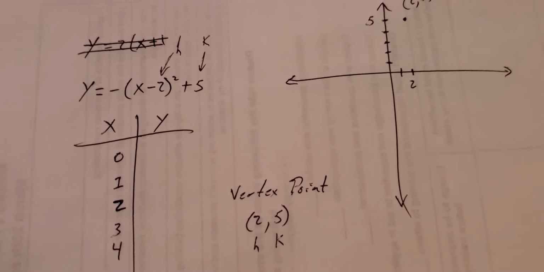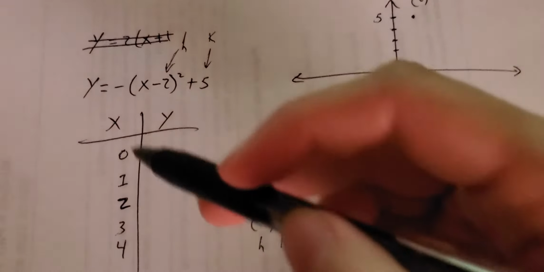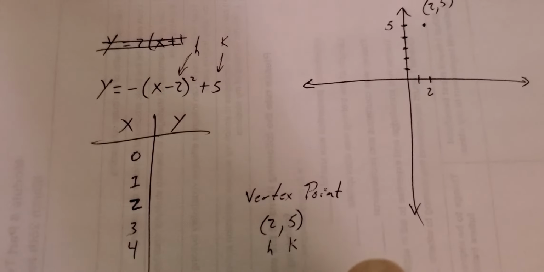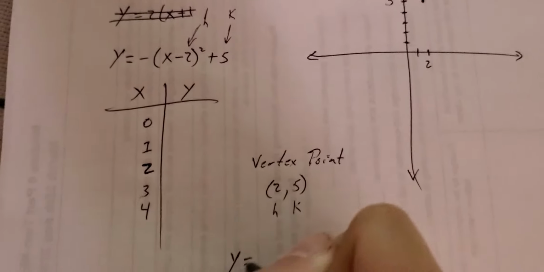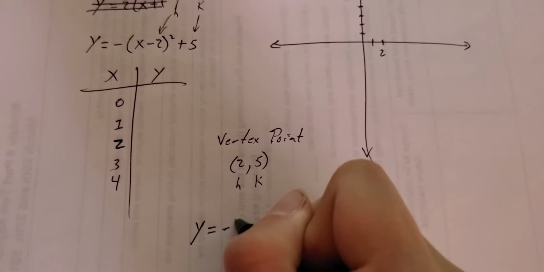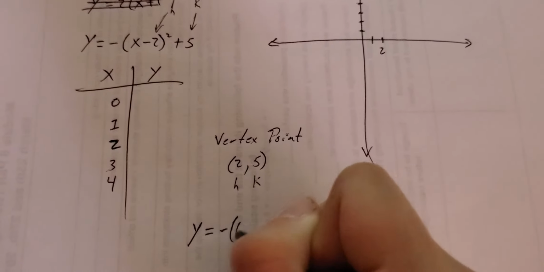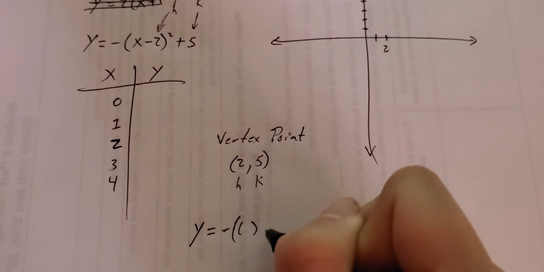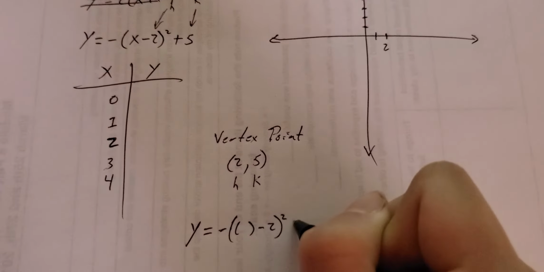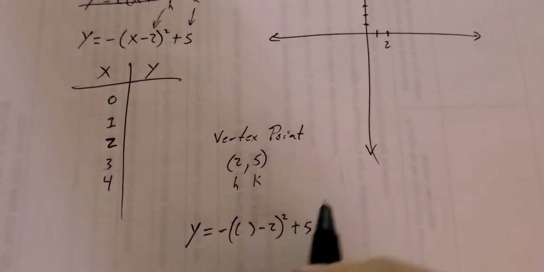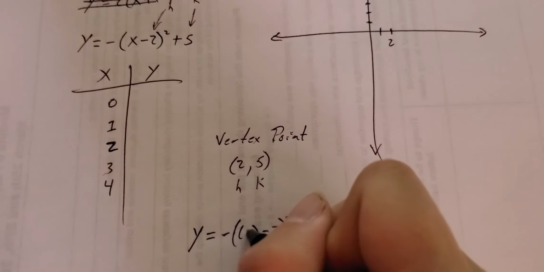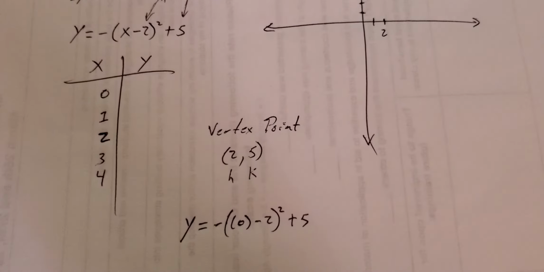We can start making our graph. Let's start from the top. From the top, we get x equals 0. So I'm taking my equation, y equals the negative, parentheses. I like to make another parenthesis for the x, then minus 2, that squared, plus 5. And we said that our first x value is going to be 0, so let me put a 0 where x is supposed to be.